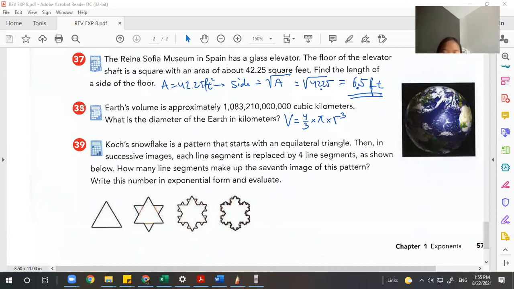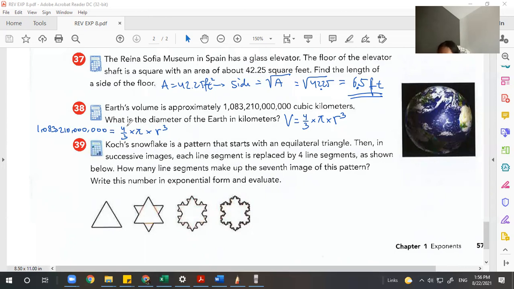So for number 38, I will write it down here. So the volume is 1,083,210,000,000. So it equals 4/3 times pi times r cubed. I need extra space here.